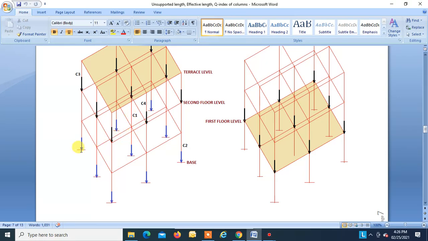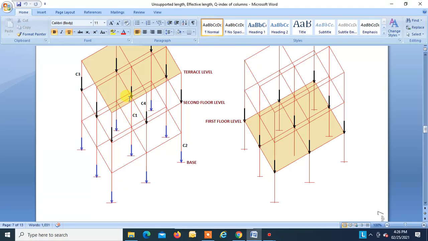Okay, and now we are considering the YY direction, right? So there are two beams falling on the top joint of C1. One beam is falling from here, another beam is falling from here. Similarly, these are the two beams falling at the bottom joint, right?